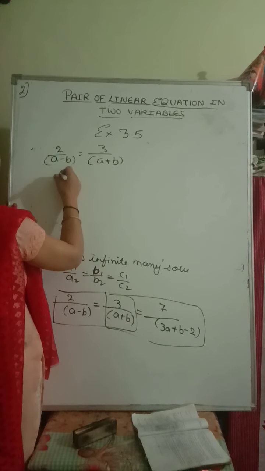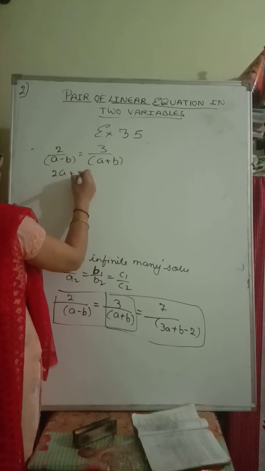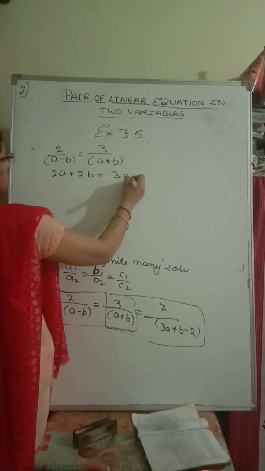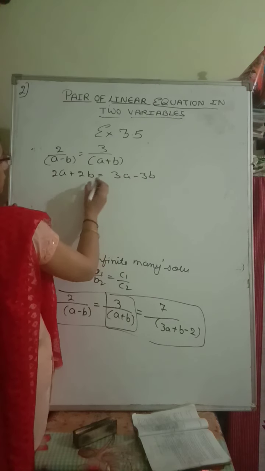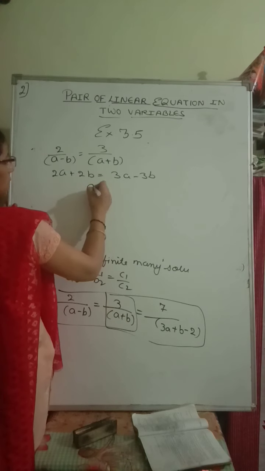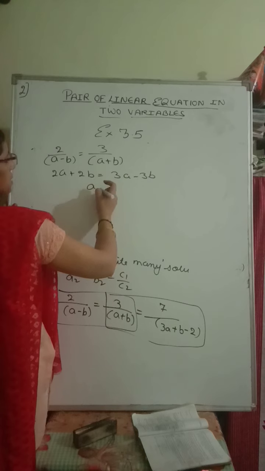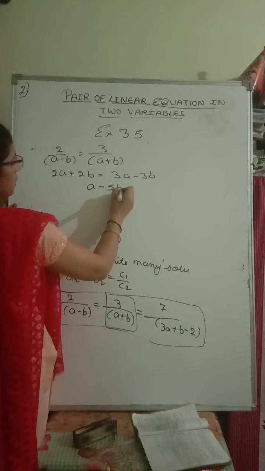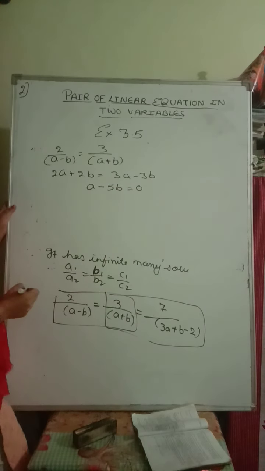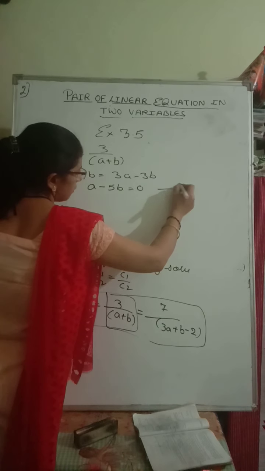So cross multiply. 2 times a plus 2 times b is equal to 3 times a minus 3b. Bringing one side, this I am bringing this side, 3a minus 2a. Then this also bringing on this side, minus 5b equals to 0. Okay, this is equation number 1.